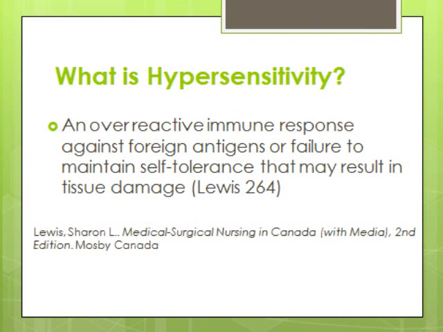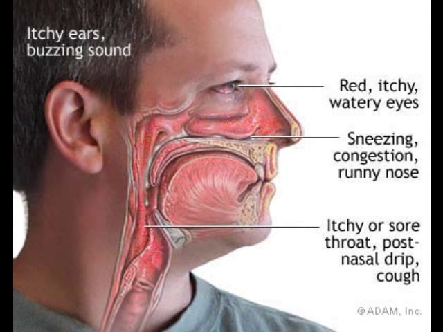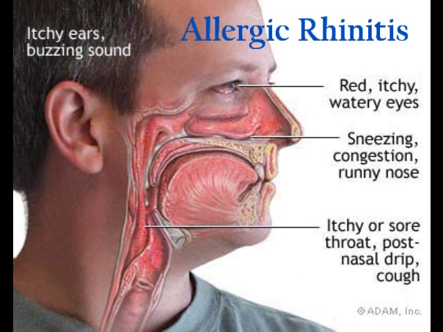What is hypersensitivity? An overreactive immune response against foreign antigens or failure to maintain self-tolerance that may result in tissue damage. Allergic rhinitis, or hay fever, is the most common type 1 hypersensitivity reaction. This image shows the manifestations of allergic rhinitis: red, itchy, watery eyes, sneezing, congestion, runny nose, itchy or sore throat, post-nasal drip, cough, and itchy ears.